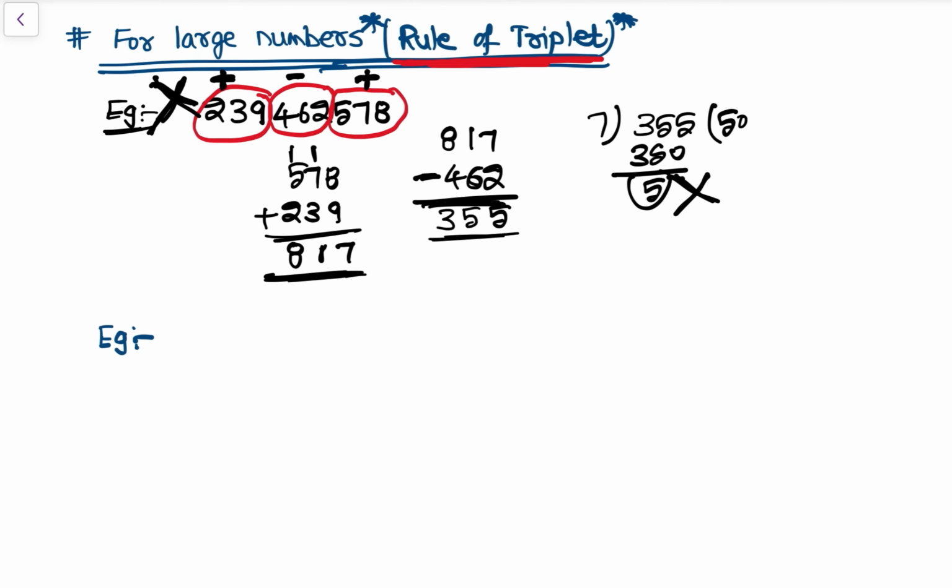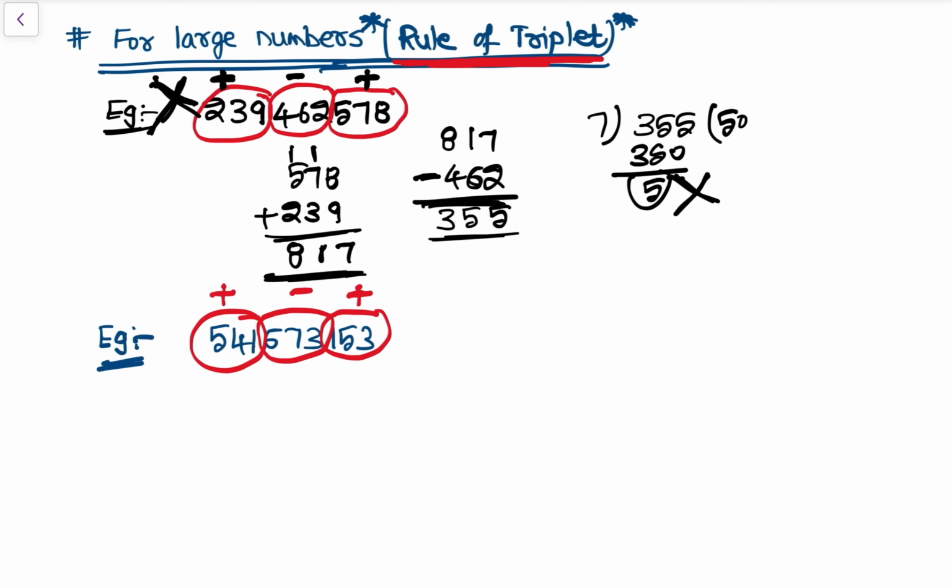Let's take another example. That is 541673153. In the rule of triplet, take 3 numbers starting from this side: plus, minus, plus. If there were more, a minus would come. Alternately plus minus, starting with plus. Now you have 153 plus 541, so that is 694. 694 minus 673, so subtract 673. So this is 1, this is 2, 0, so that is 21.